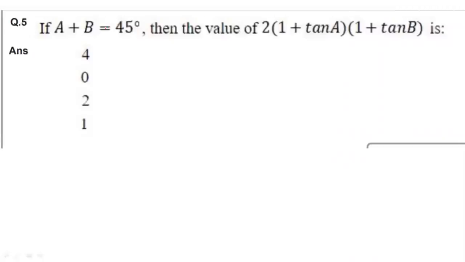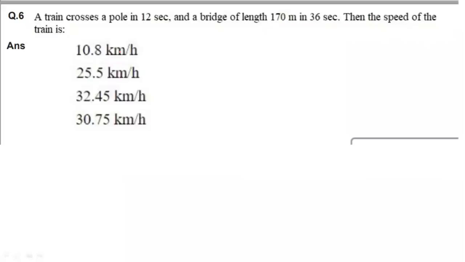A plus B is 45 degrees. 2 into (1 plus tan A)(1 plus tan B). Both the tans are in the numerators. So I can happily take one angle as 0 degrees, other angle as 45 degrees. And tan A, tan 0 becomes 0. Tan B, tan 45 becomes 1. 2 into 2 becomes 4. So 4 will be our answer. Go to the next question.